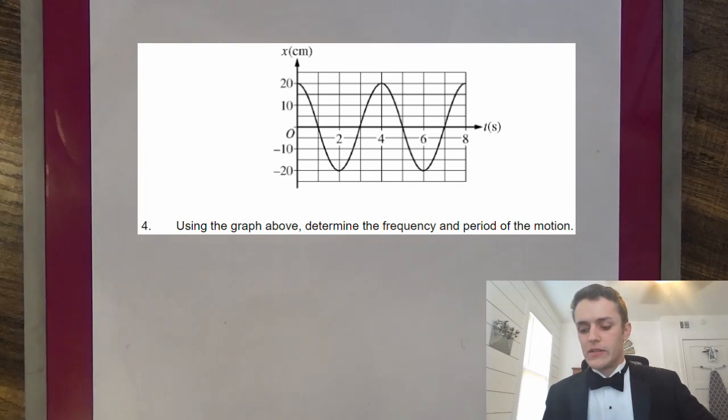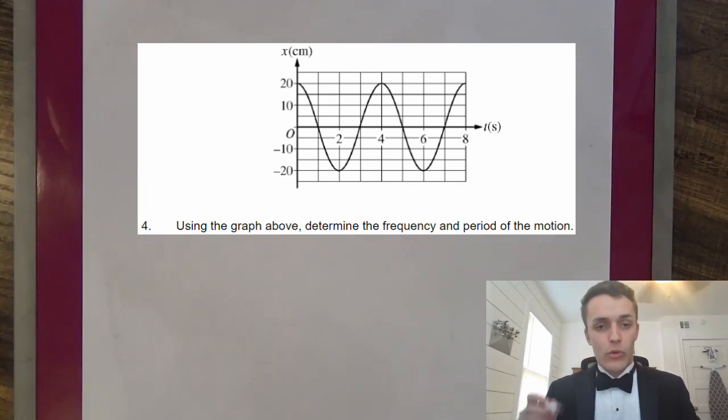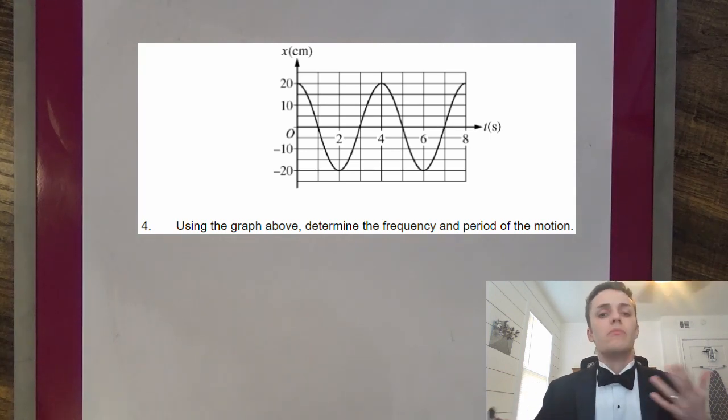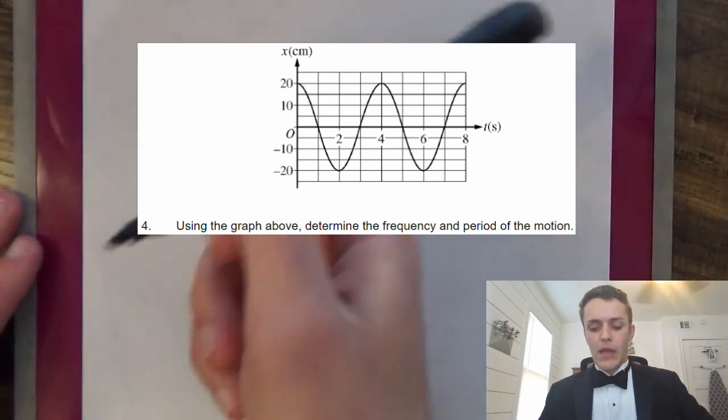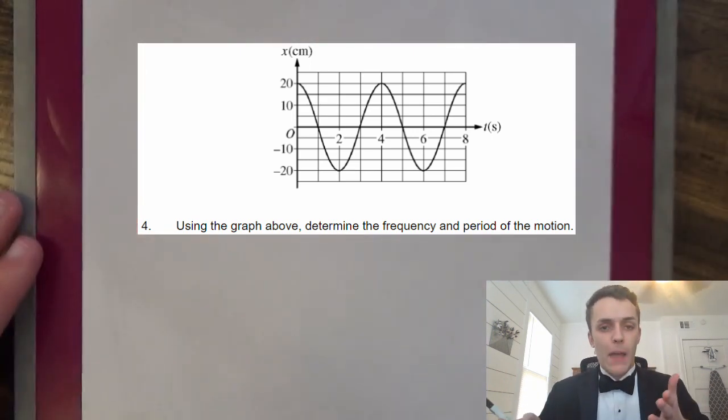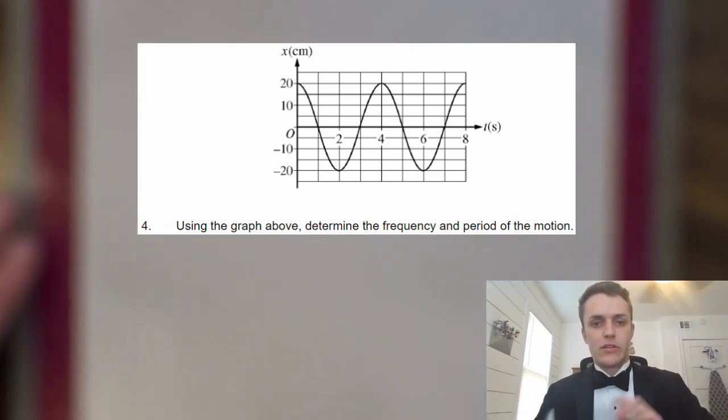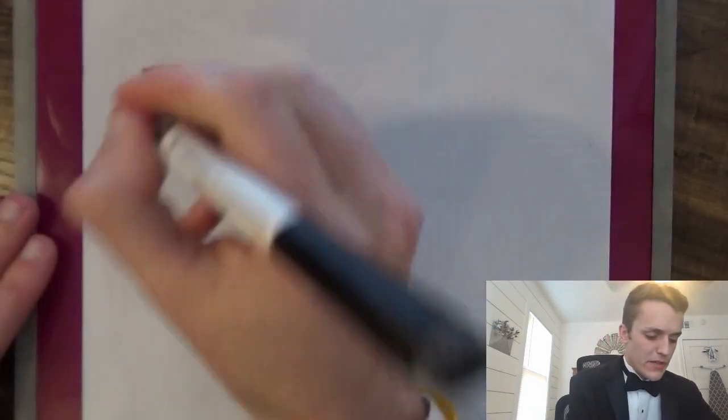All right, number 4. Using the graph above, determine the frequency and period of the motion. So we've got another graph picture, and we're looking for frequency and period. Remember I told you, period's easiest to start with. So we'll start with period. In order to find the period, we need to find the time it takes for one oscillation. The time it takes for one oscillation is period. So period is T.